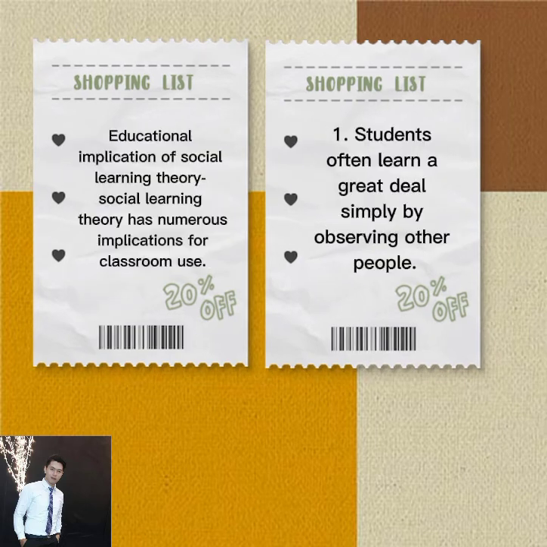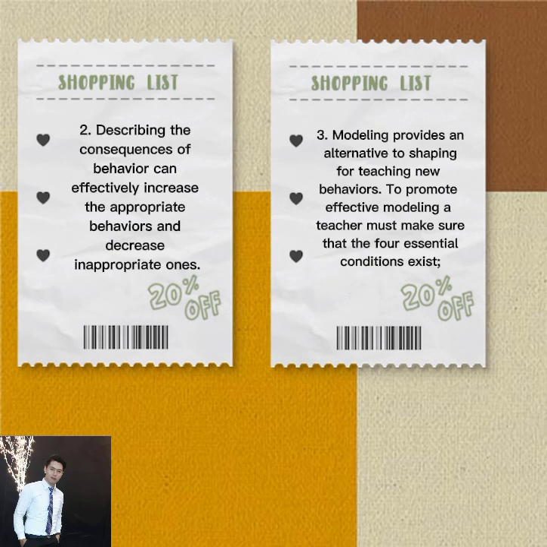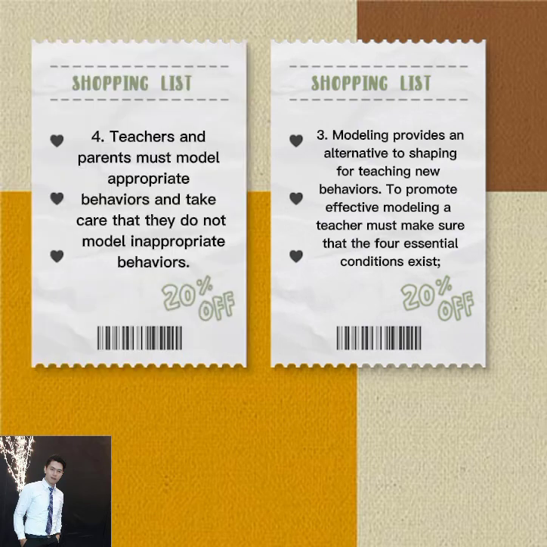Now let's go to educational implications of social learning theory. Social learning theory has numerous implications for classroom use. One of these is that students often learn a great deal simply by observing other people. Number two, describing the consequences of behavior can effectively increase appropriate behaviors and decrease inappropriate ones. This can involve discussing with learners the rewards and consequences of various behaviors. Number three, modeling provides an alternative to shaping for teaching new behaviors. Instead of using shaping, which is operant conditioning, modeling can provide a faster, more efficient means for teaching new behavior.